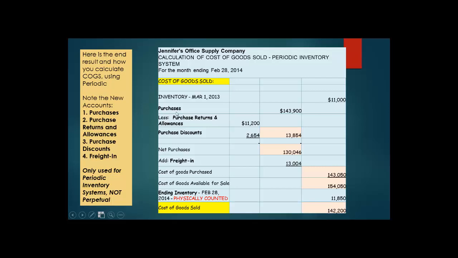Inventory beginning balance. Purchases is a new account for this chapter, 143. Purchase returns, 11,200. Purchase discounts, 2,654. Freight in, 13,004. Now this ending inventory will be an account balance, but for this point in time, it's what we physically counted. So you have 4 new accounts for periodic that are only used for periodic. Do not use these accounts for perpetual. Purchases, purchase returns and allowances, purchase discounts, freight in. When you're doing perpetual, you will only use the inventory account for this.